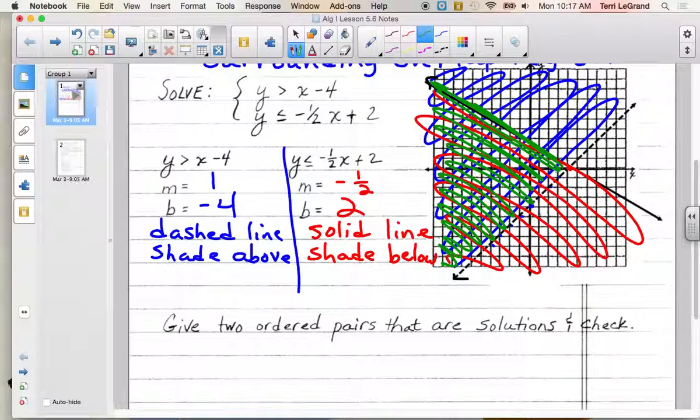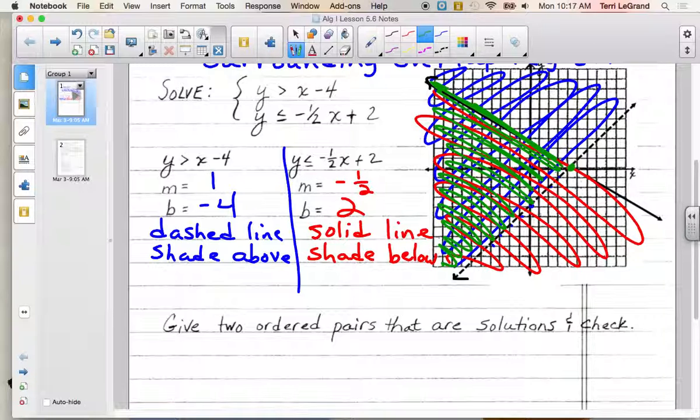Okay. What do you think about this point right here where those two intersect? Don't they have a spot where they intersect and you can tell what that ordered pair is? What is that ordered pair where those two boundary lines intersect? 4, 0. Okay. Do you think that's a solution? Yes. It's on a solid boundary line. It's where they intersect. But what's true about one of the lines? It's dashed. I bet it won't make that one true.